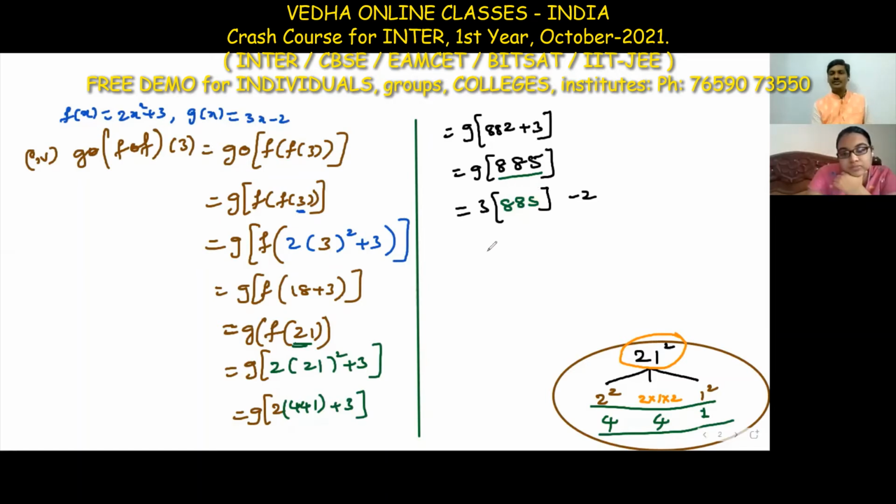So here this is equals to 3 5s are 15, carry 1. 3 8s are 24 plus 1, 25. Again 2 carry, 3 8s are 24 plus 2, 26 minus 2. That means 2653. 2653 is the answer here. Understood? Do you have any doubts? No.